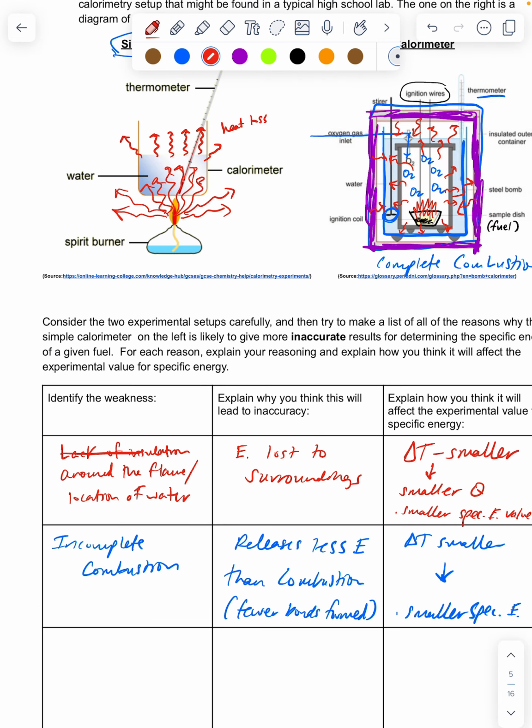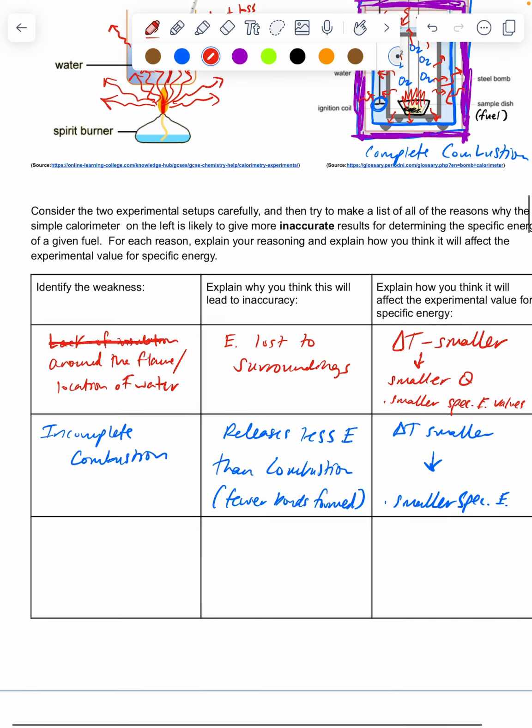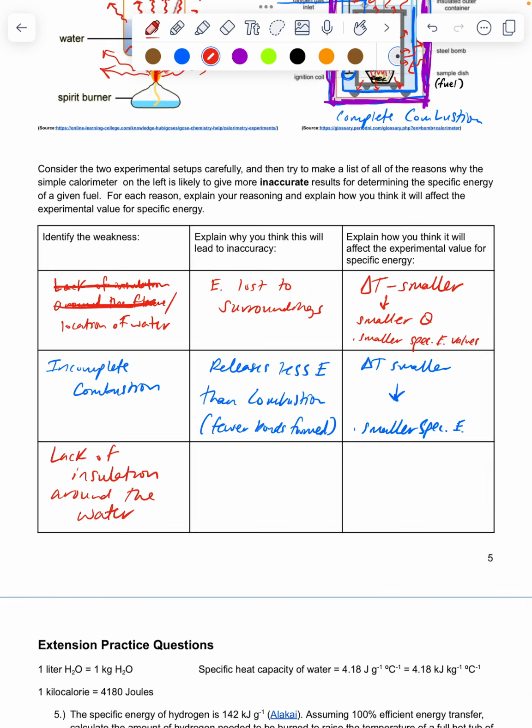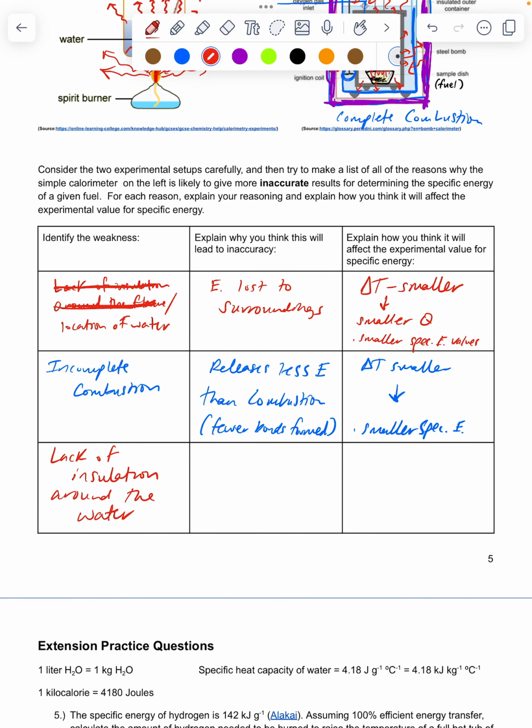So let's take away lack of insulation from that first weakness, because that's a little different. I think lack of insulation around the water is another weakness that we could identify. Therefore, there's additional energy loss from the water, and once again, smaller delta T and smaller specific energy.